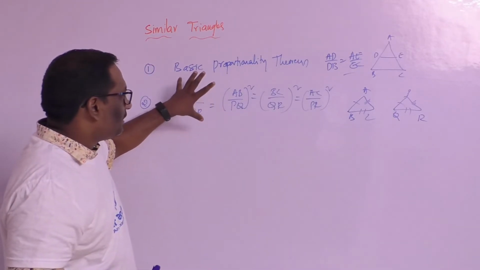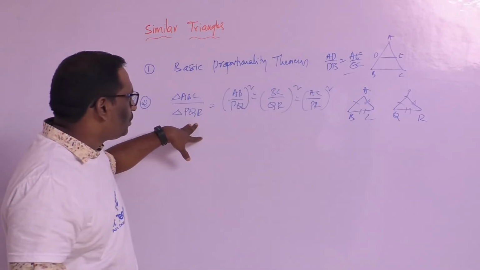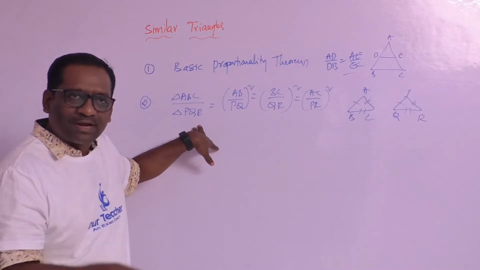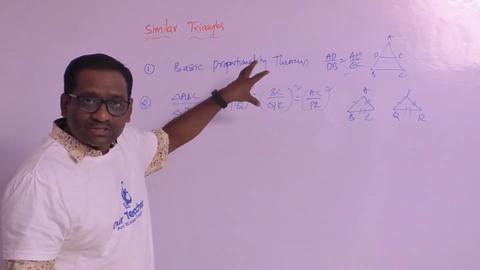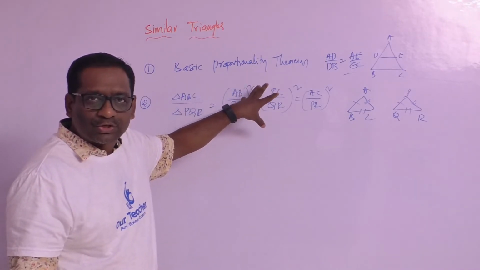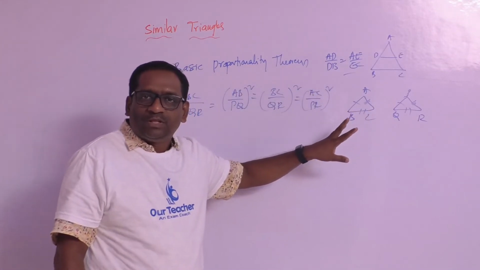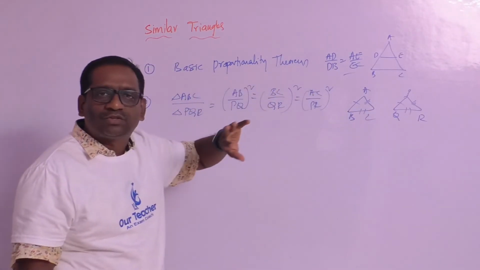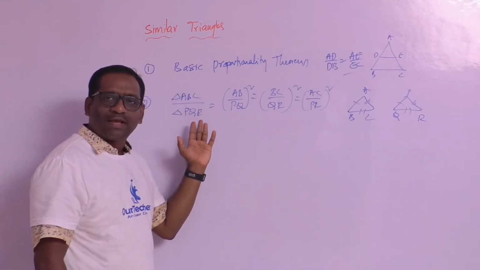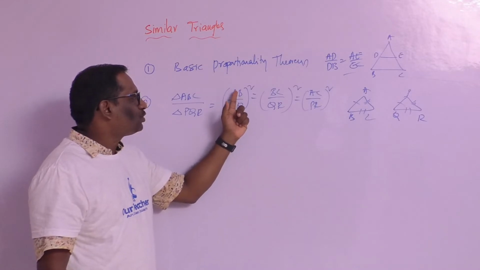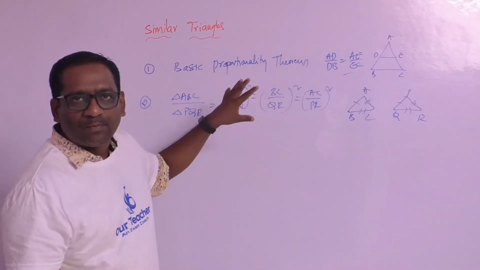The ratio of the areas of two similar triangles is equal to the square of the ratio of the corresponding sides. This is another major important theorem in this topic. Based upon this we will also do some examples. When the areas of the two triangles are given and one corresponding side ratio is given, we will find the other side with the help of this theorem.